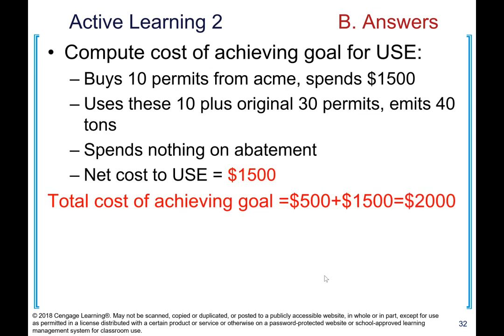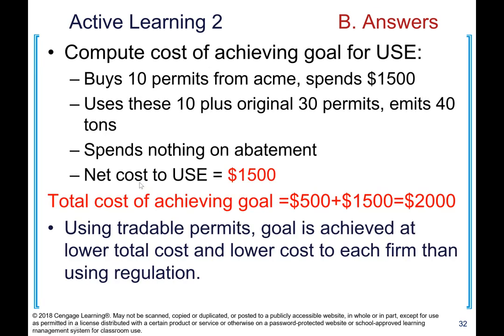Compute the cost of achieving the goal for USE. USE buys 10 permits from Acme, spends $1,500, uses these 10 plus its original 30 permits, emits 40 tons, and spends nothing on abatement. Net cost to USE is $1,500. Total cost of achieving the goal is 500 plus 1,500, which is 2,000.